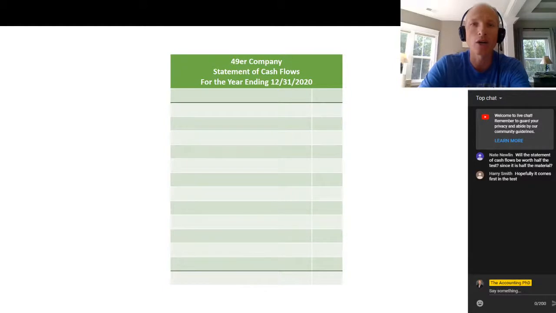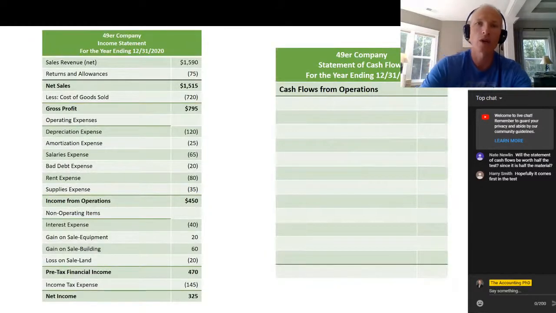The date by itself is not sufficient, so you can think of it as a free point just by formatting the date correctly. All right, so the first section on a statement of cash flows is cash flows from operations. You must start with that section. And so we're going to start creating the statement of cash flows. We're using the indirect method, and then we're also going to illustrate the direct method, but we're going to start with the indirect method because that's the one that's required under US GAAP.